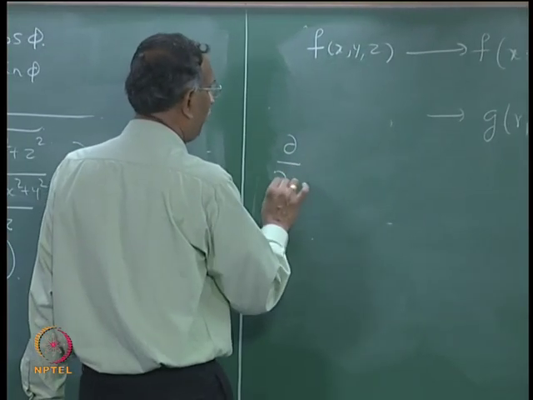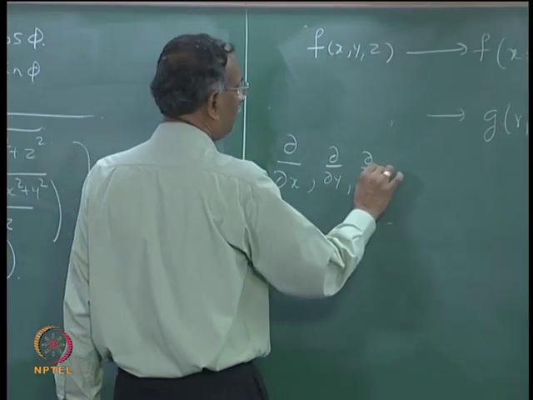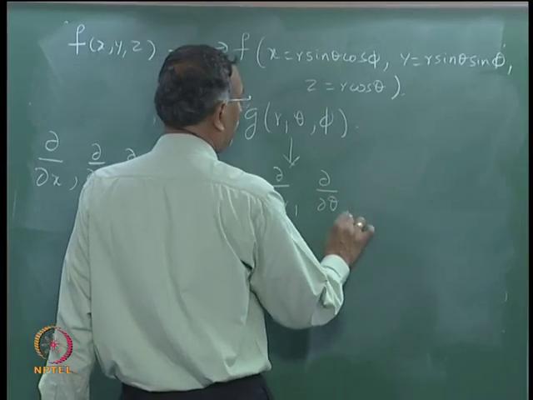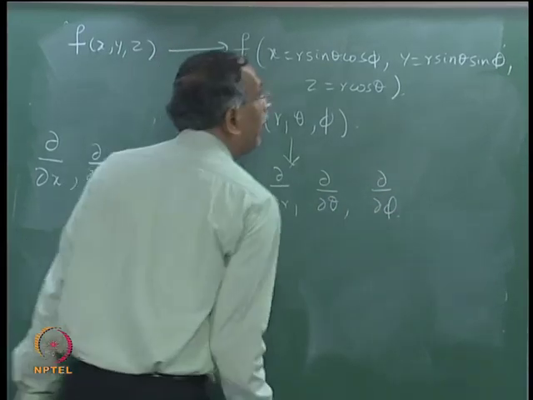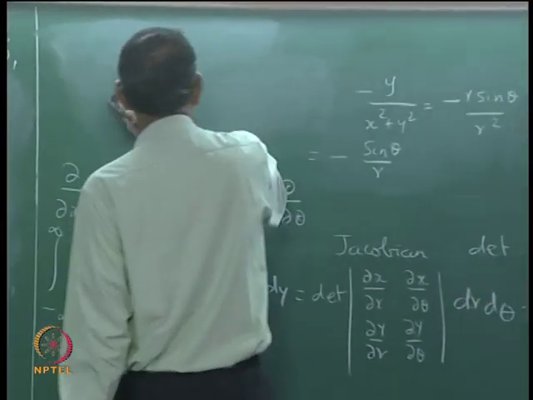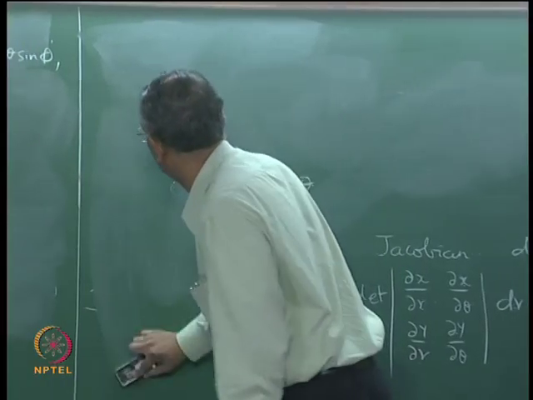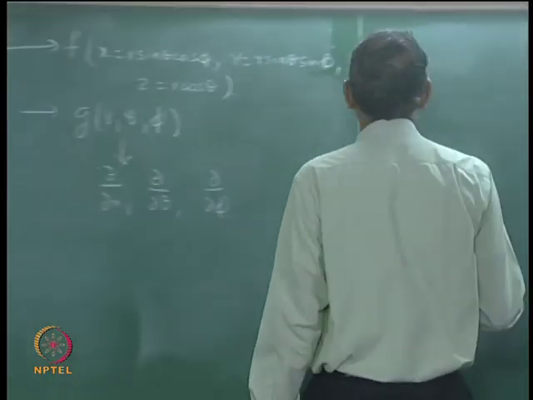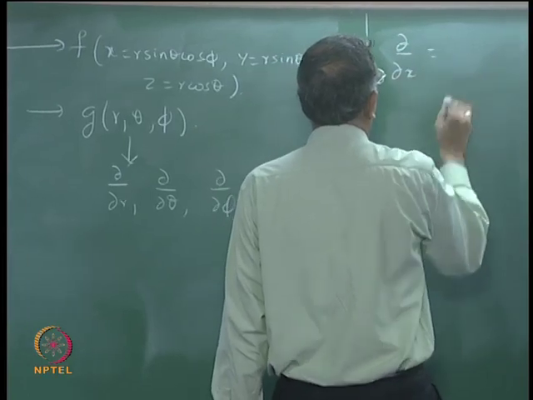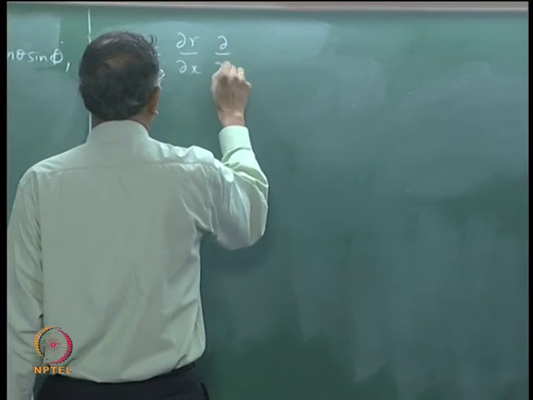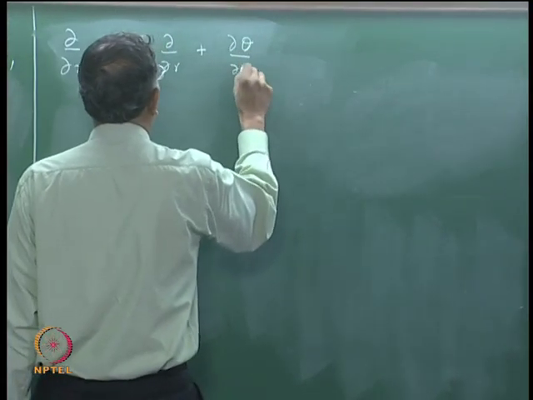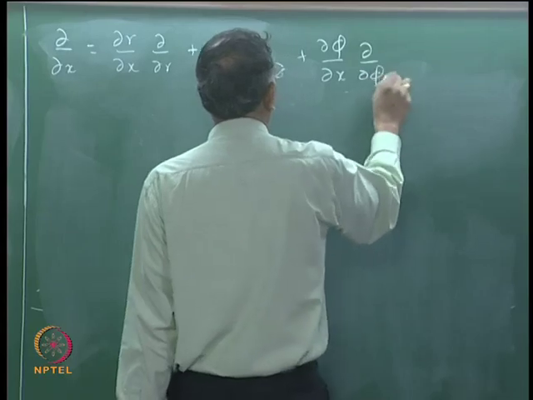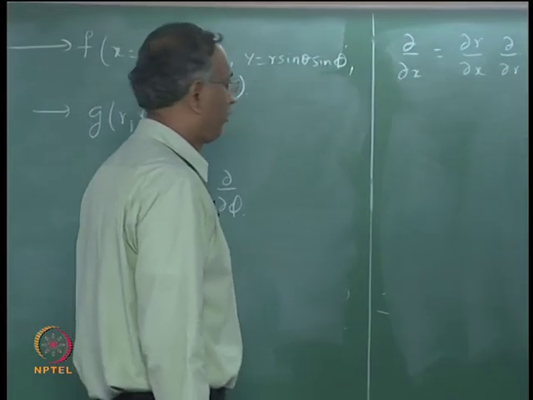And the differentials, if you have to write dou by dou x, dou by dou y, and dou by dou z, have to be also written in terms of dou by dou r, dou by dou theta, dou by dou phi. And that is just an extension of one more coordinate from what we did earlier. We had x in terms of r and theta, but now you have it in terms of r, theta and phi. So dou by dou x is dou r by dou x dou by dou r plus dou theta by dou x dou by dou theta plus dou phi by dou x dou by dou phi, because x is a function of all three.